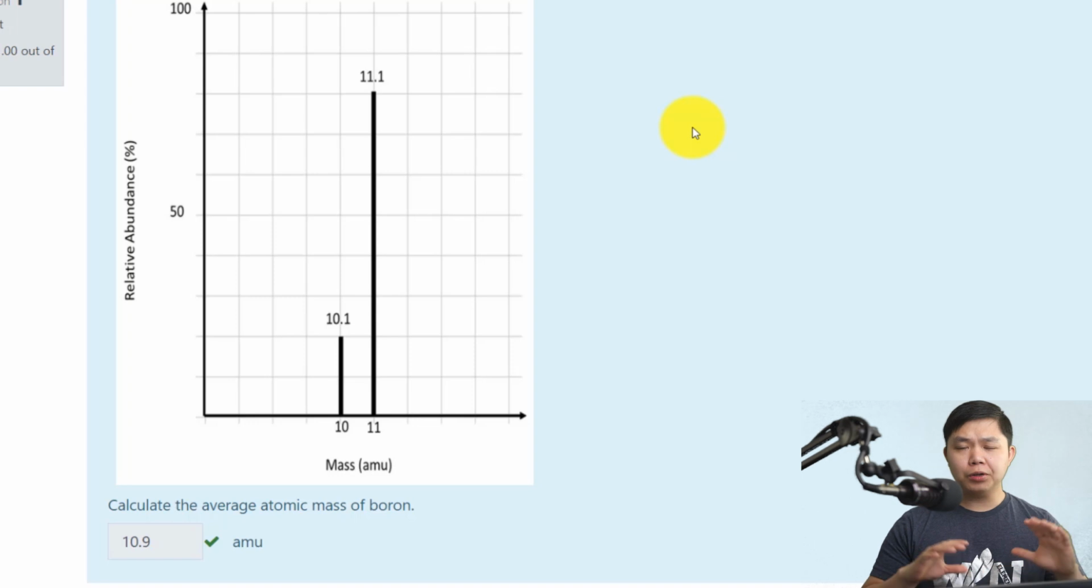So again, that is how you use mass spectrometry to understand the concept of isotopes and how we calculate our average atomic mass based on relative abundance and the mass of different isotopes for that specific element.